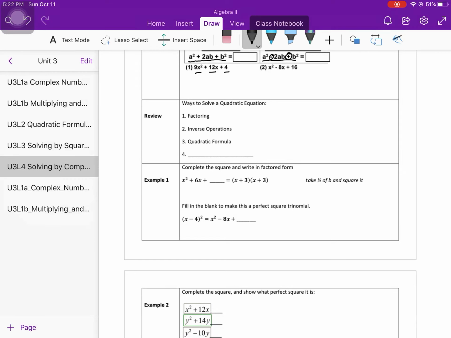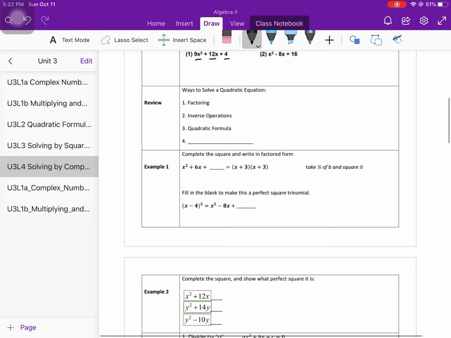So just to review, ways to solve quadratic equations that we have learned in the past are factoring, inverse operations, which was like the square rooting method, and then quadratic formula, which was another video we've already done. The fourth one is completing the square, and that is this new method.